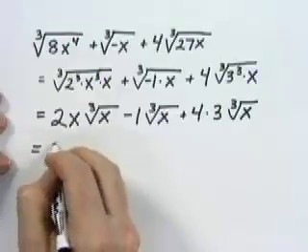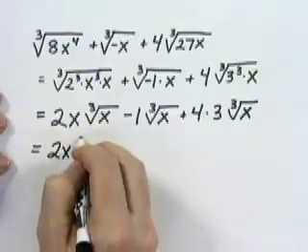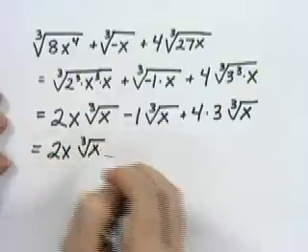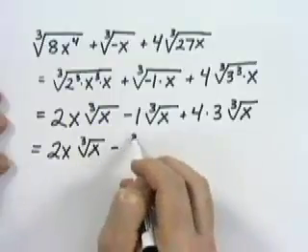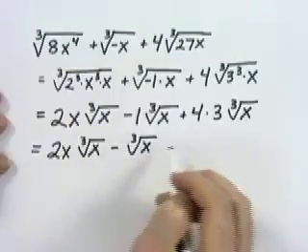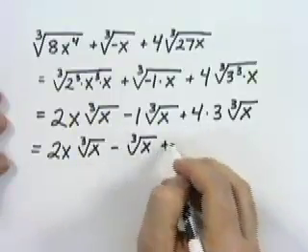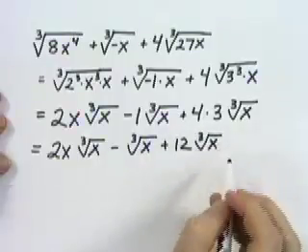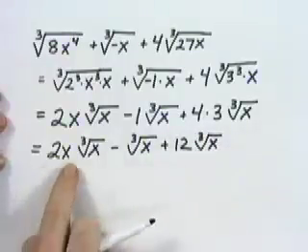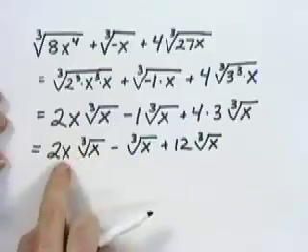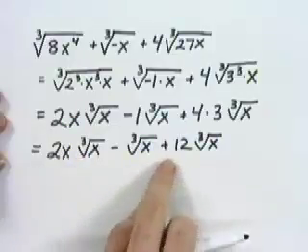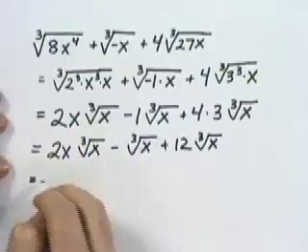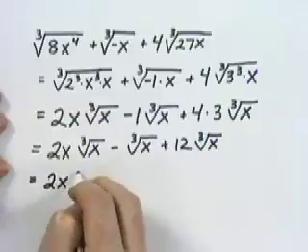Now this first expression is completely simplified, 2x times the cube root of x. Then I have minus the cube root of x. 4 times 3 is 12, so plus 12 times the cube root of x. The coefficient here on the cube root is 2x. There are no other terms that have a 2x in front, so we can't do much with that currently.